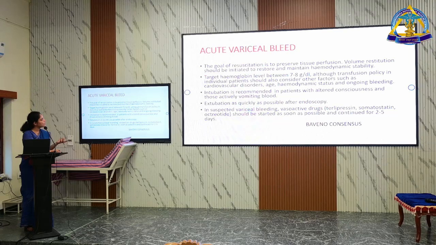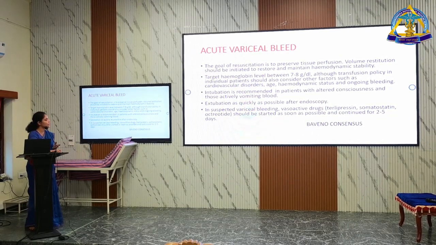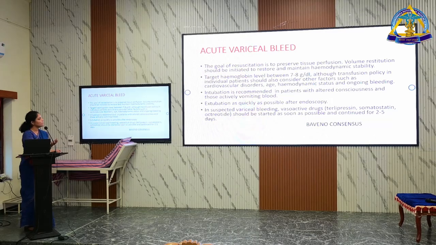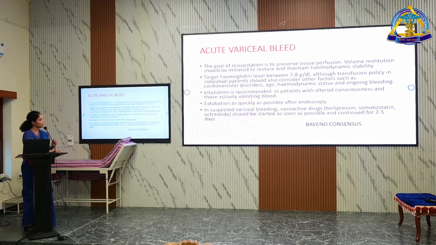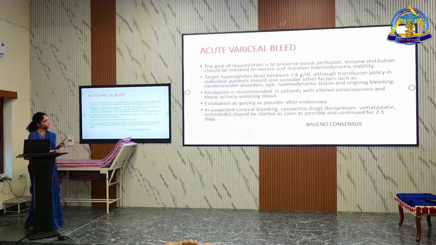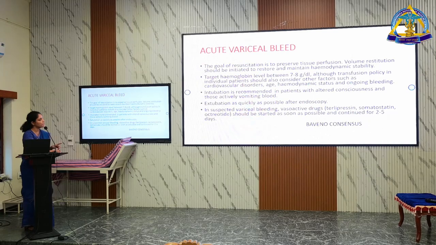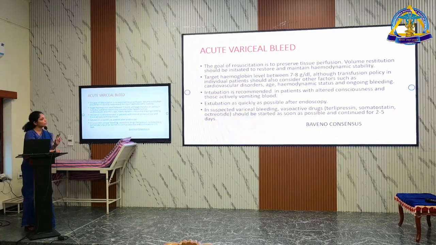With the Baveno consensus, the goal of resuscitation is to preserve tissue perfusion, and volume resuscitation should be initiated to restore and maintain hemodynamic stability. Target hemoglobin of 7 to 8, and intubation is recommended. That's important. Intubation is recommended in patients with altered consciousness and those actively vomiting blood. Ideally, you should intubate the patient to prevent aspiration, and extubate as quickly as possible after endoscopy. That's what we aim at.